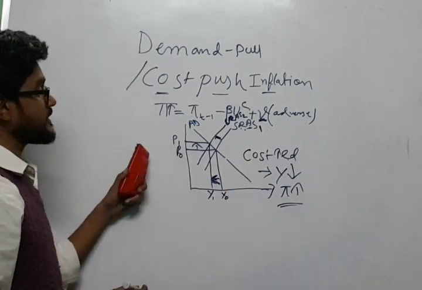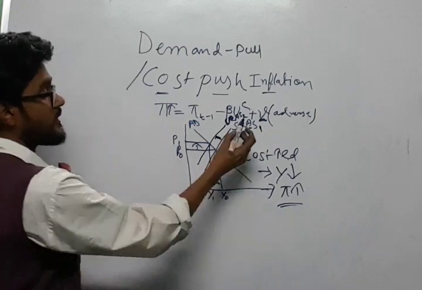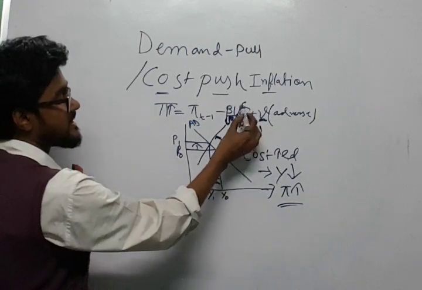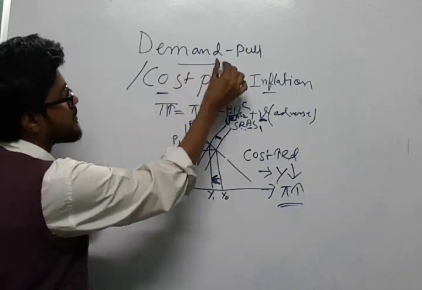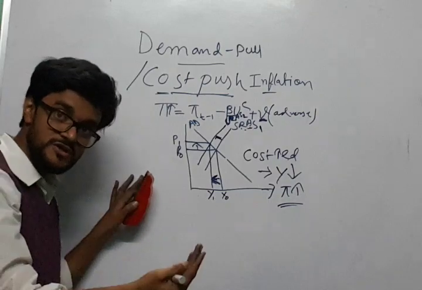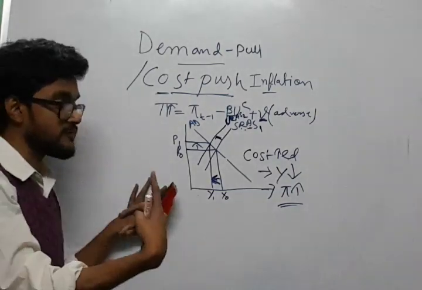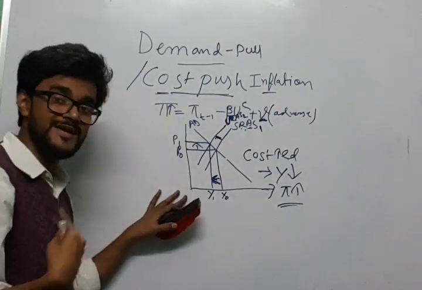So in today's video we have shown there are two aspects when we relax the assumption that these two are constant. Then we get these two concepts, demand pull and cost push inflation. Now what is disinflation and what is the sacrifice ratio, that we'll talk about in the next video.